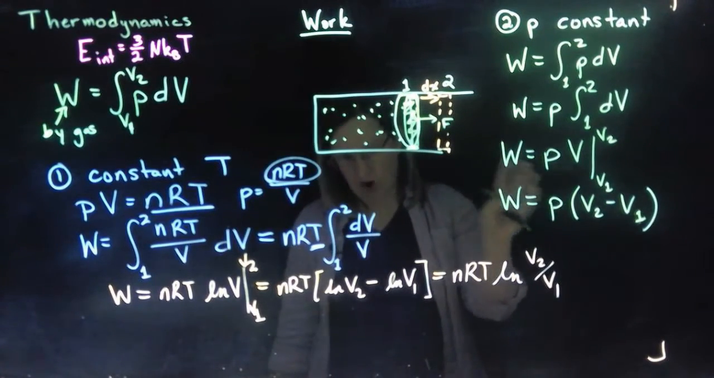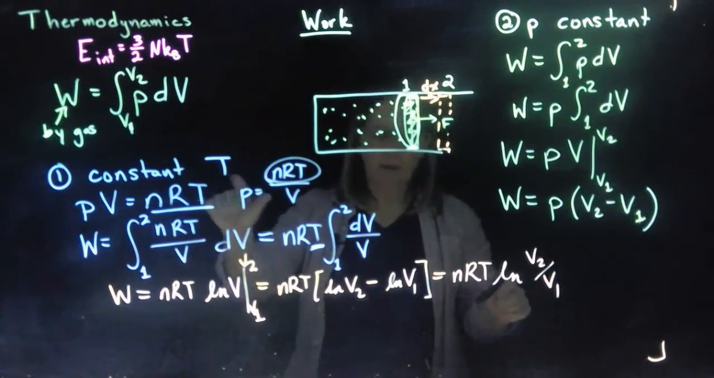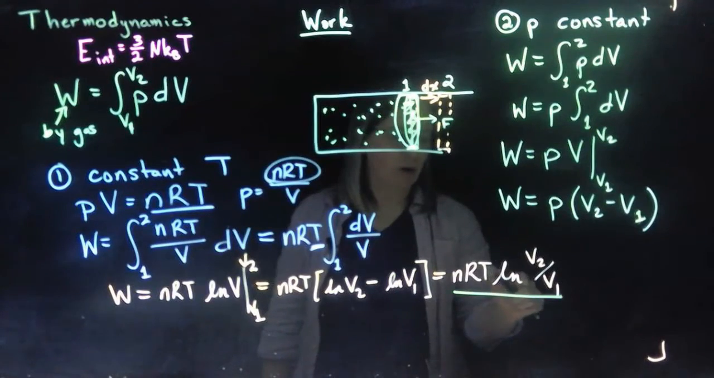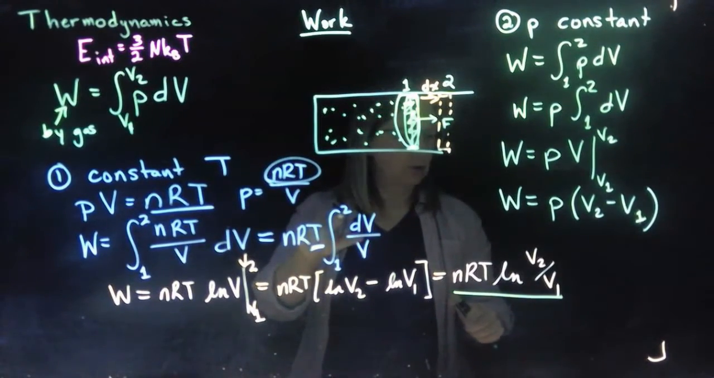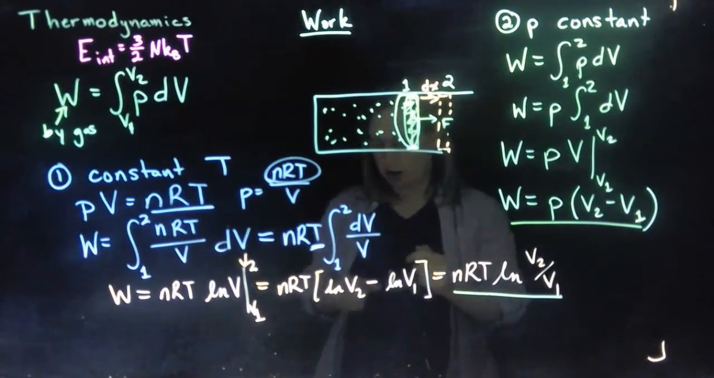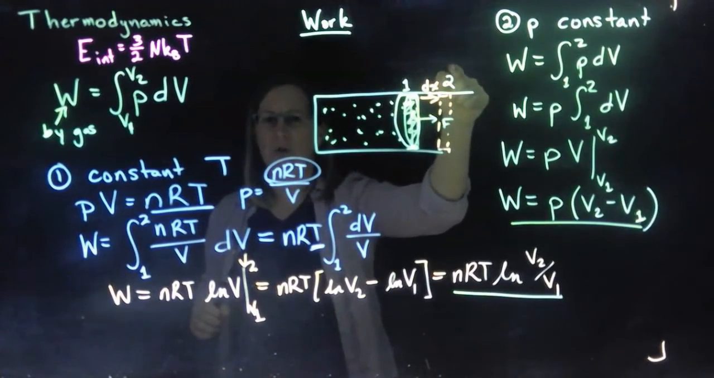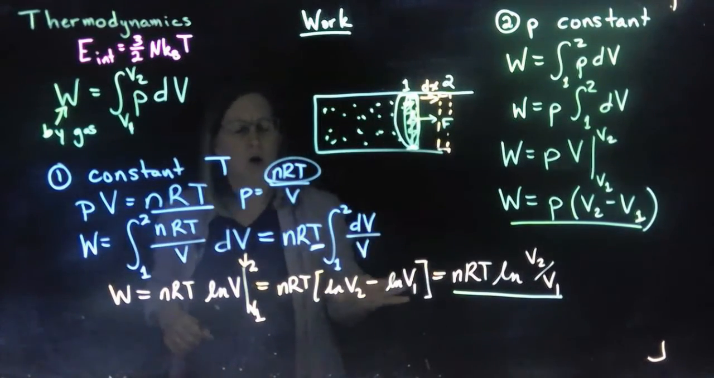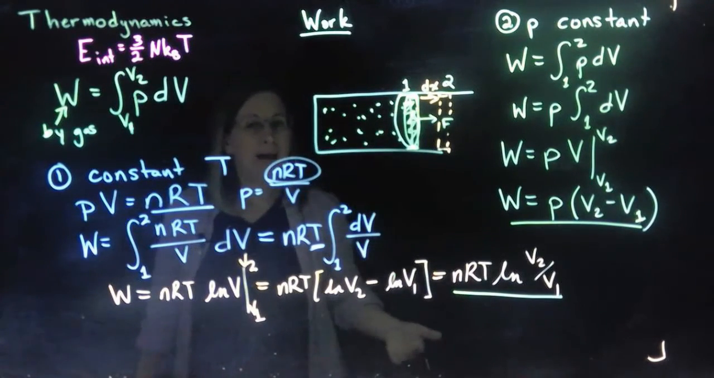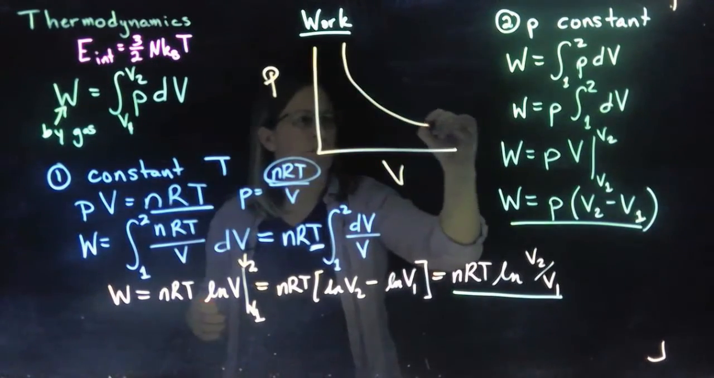Now this is an interesting thing. You may argue with me that it's super interesting, but if the temperature is constant, we got one value of work going from 1 to 2. If the pressure is constant, we got a different value of work. So the work done going from 1 to 2 depends on how we get from 1 to 2. The work is path dependent. There's not going to be a potential energy associated.